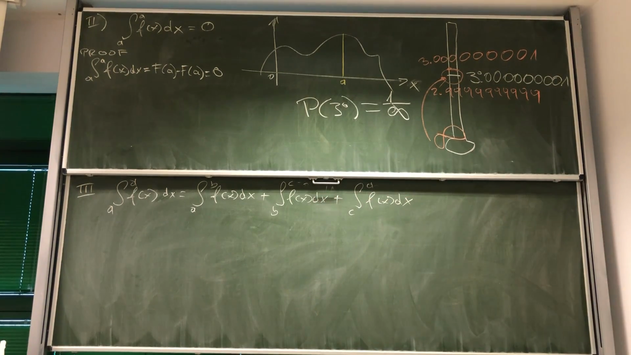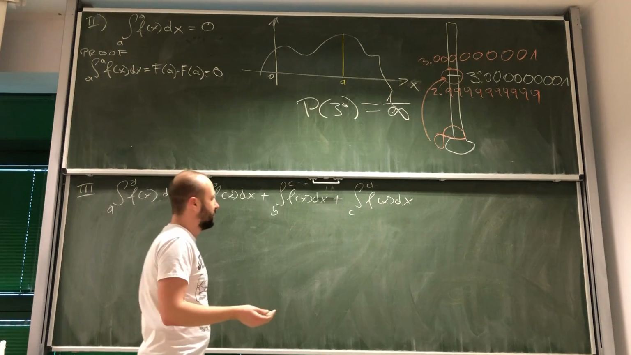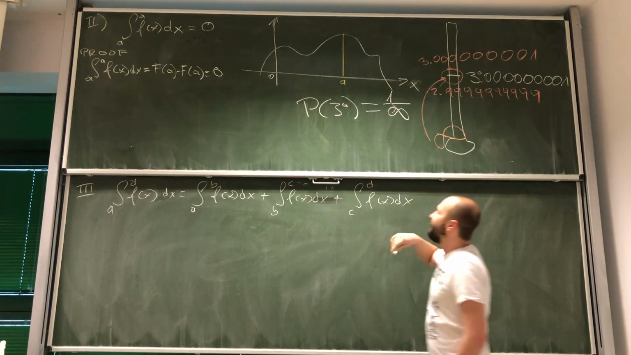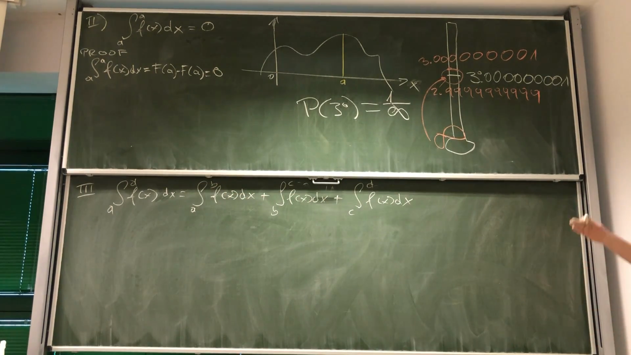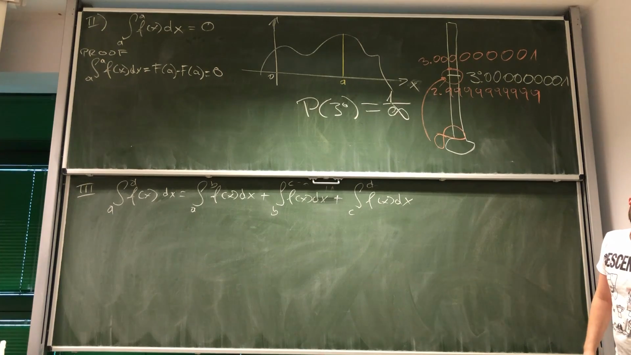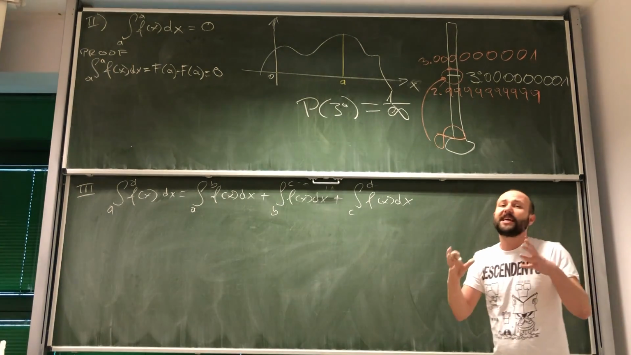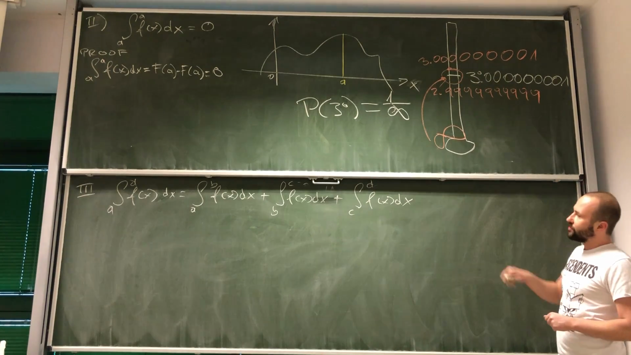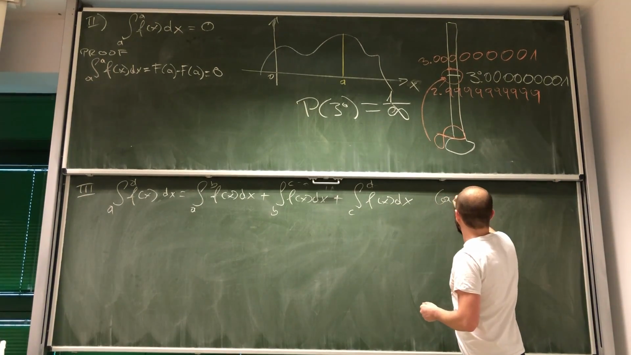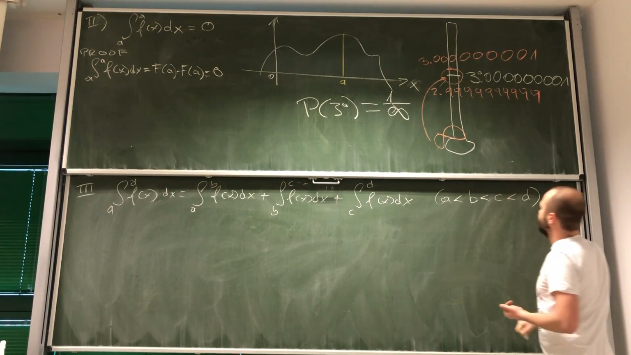Look, what is this property telling us? That instead of calculating the integral over some entire interval, we can divide this interval into some parts. Here in the example you've got just 3, but actually you can take as many as you want, but usually the best way to think about it is to take as many as you need. Of course, here we are assuming that a is smaller than b, smaller than c, and smaller than d.